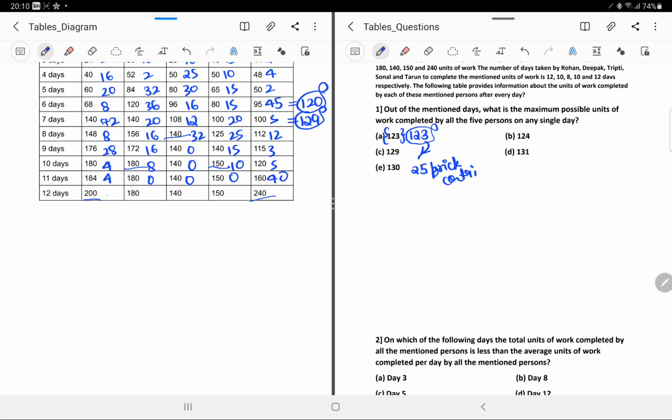12th. So this is like 16. This is like 0, this is like 0, this is like 0 and this is like 80. So obviously it is 96. It is 96. So the answer is 129.